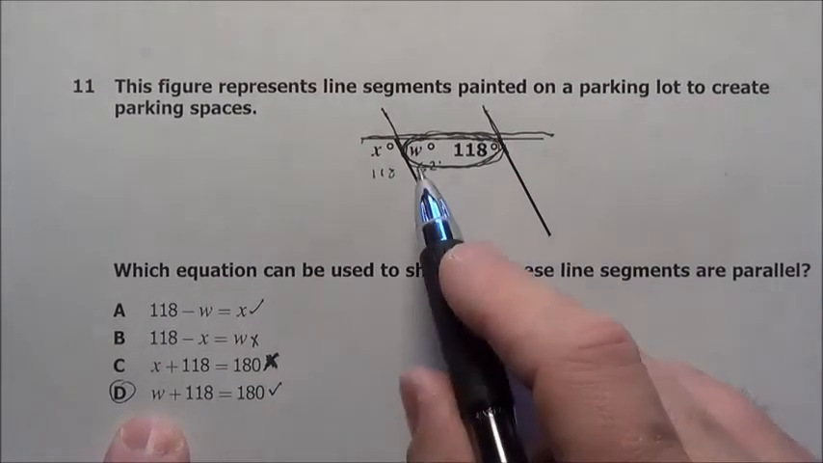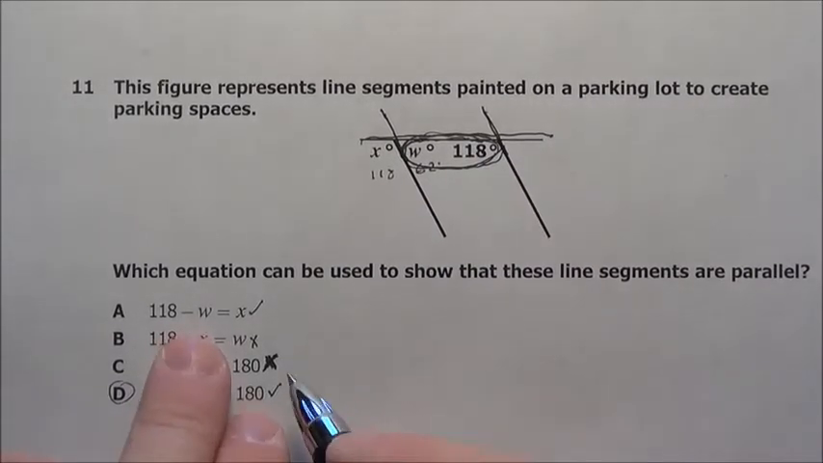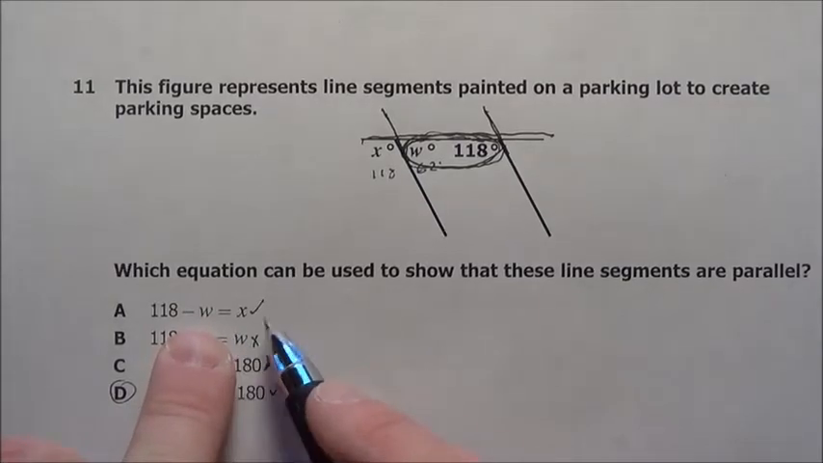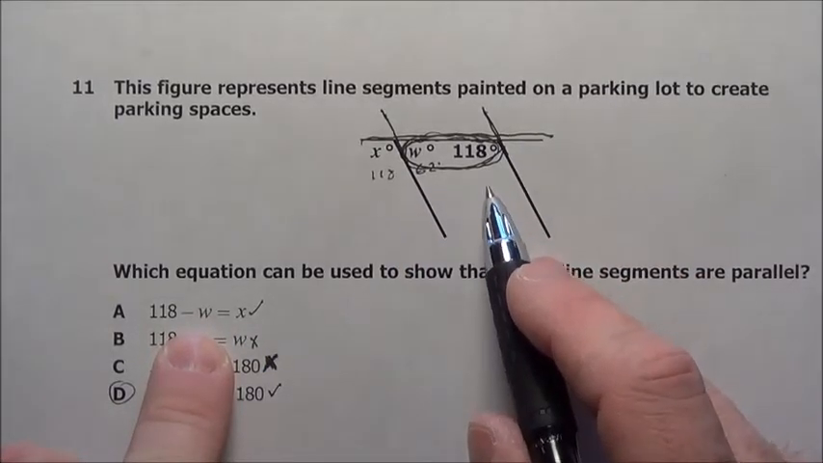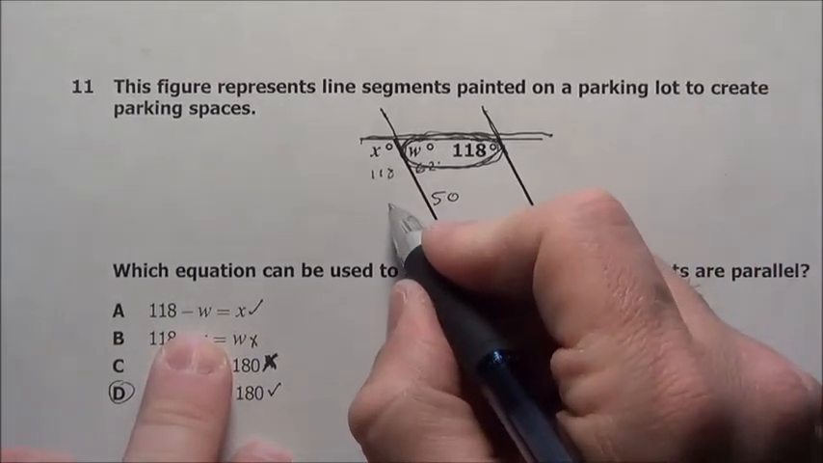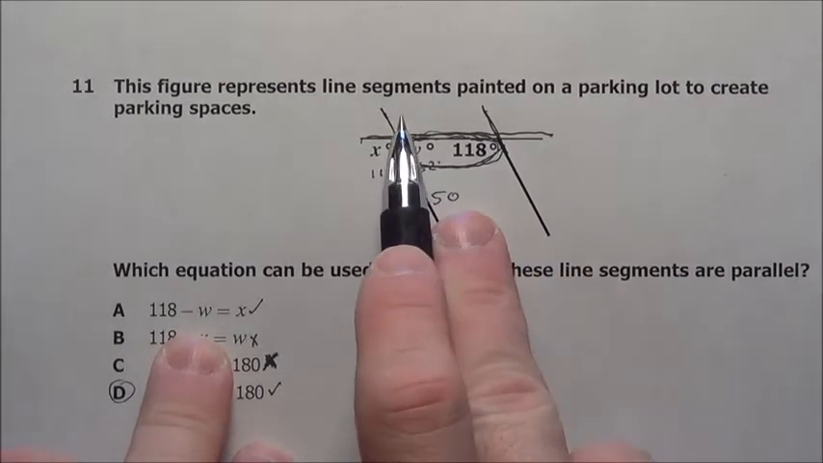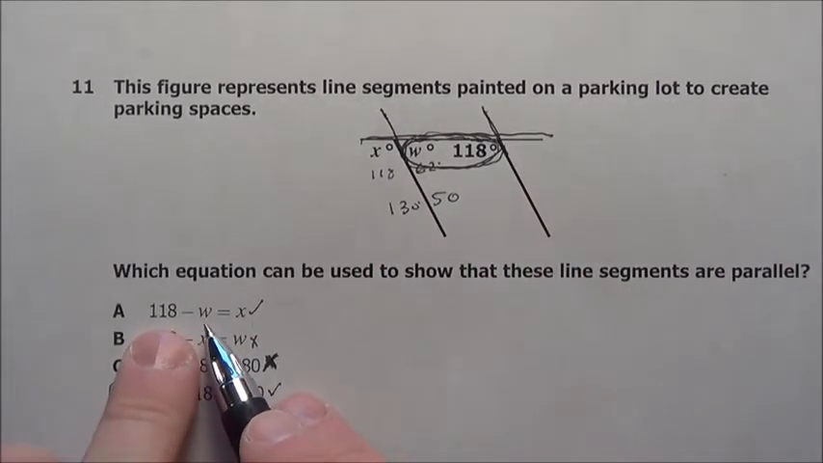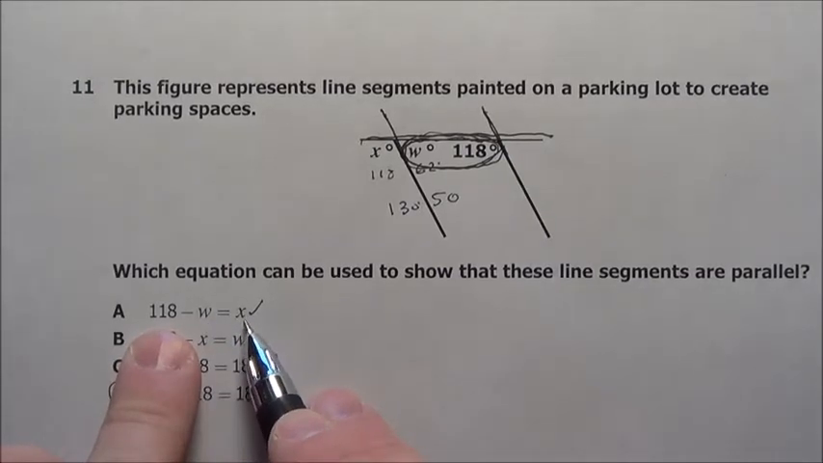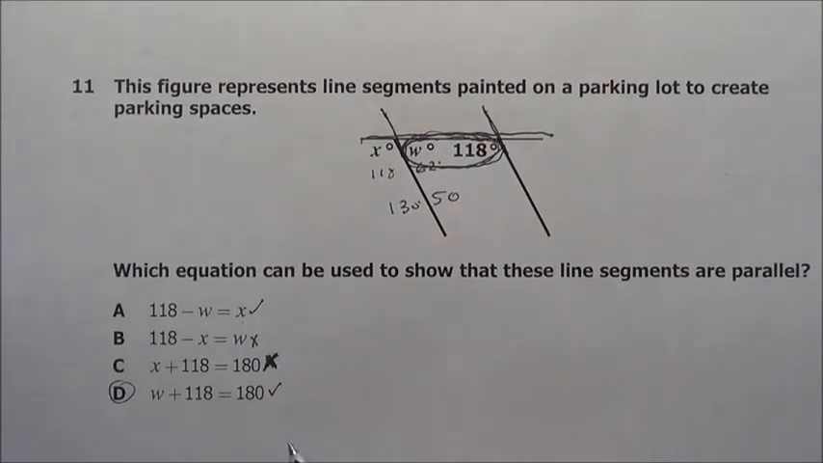Choice D, it's saying, hey, this W and the 118 must be supplementary. This will automatically be true no matter whether the lines were parallel or not. Because if W, let's pretend W came out to be 50 and X then would have to be 130. Because maybe it was tilted and the lines weren't parallel. Notice if you do 118 minus 50, are you going to get the 130? No. So what happens is that's not going to be true. So we're going with choice D for problem number 11.